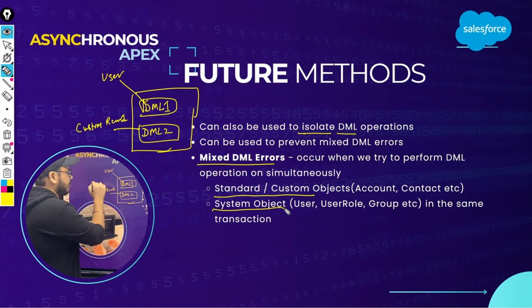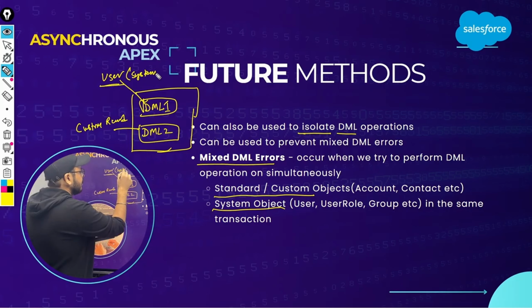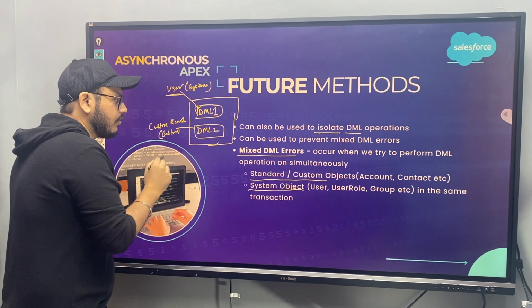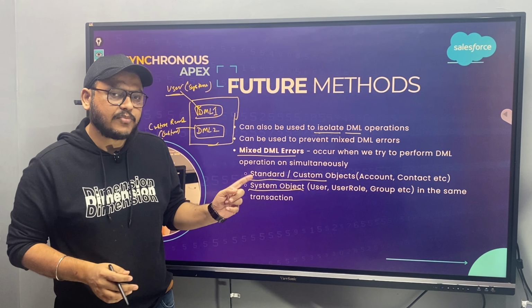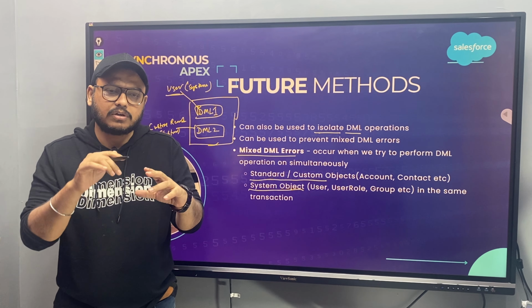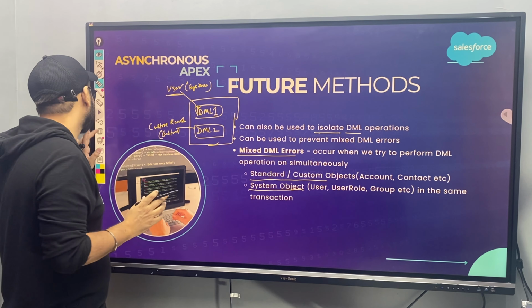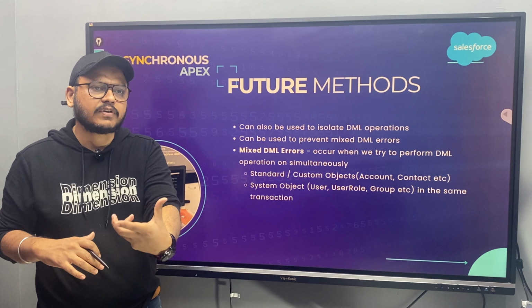So in this example, I'm trying to do two DML. My first DML is on the user object, which is a system object. And the second one is a custom record on a custom object. Now what will happen? In this case, it would throw a mixed DML error. Future method can be used to isolate these two things. Then you would not encounter this particular issue. So this is a very, very practical use case of future method.